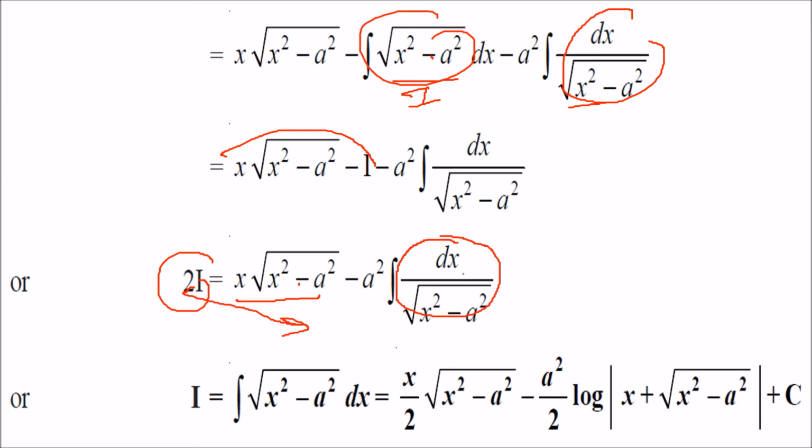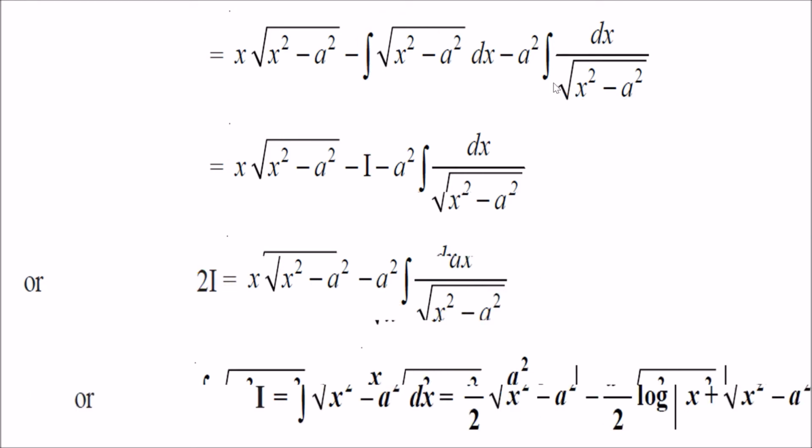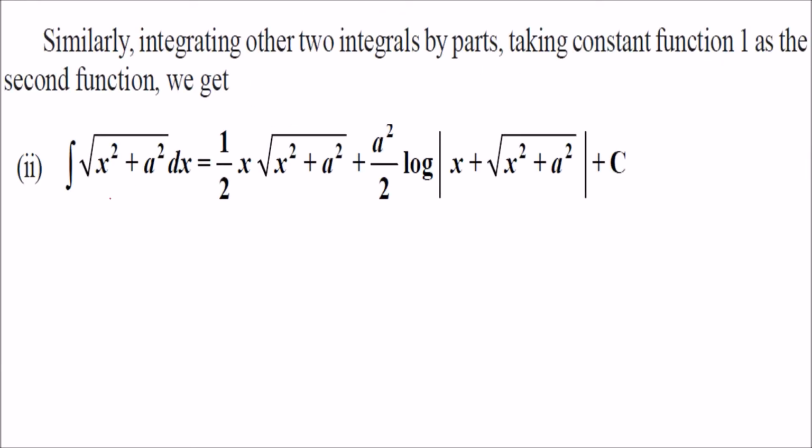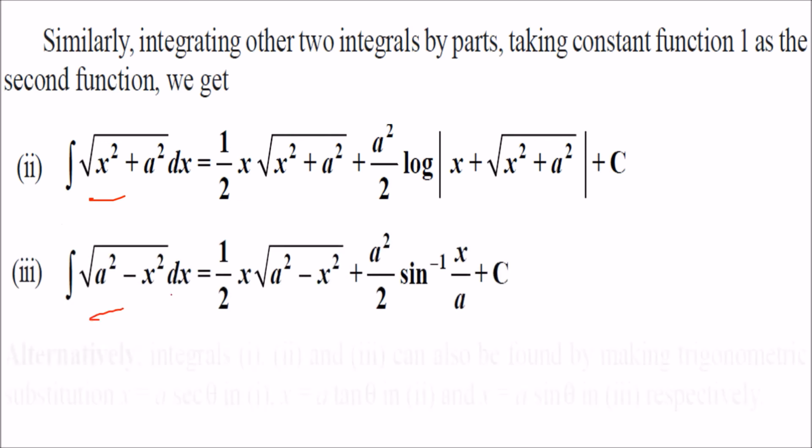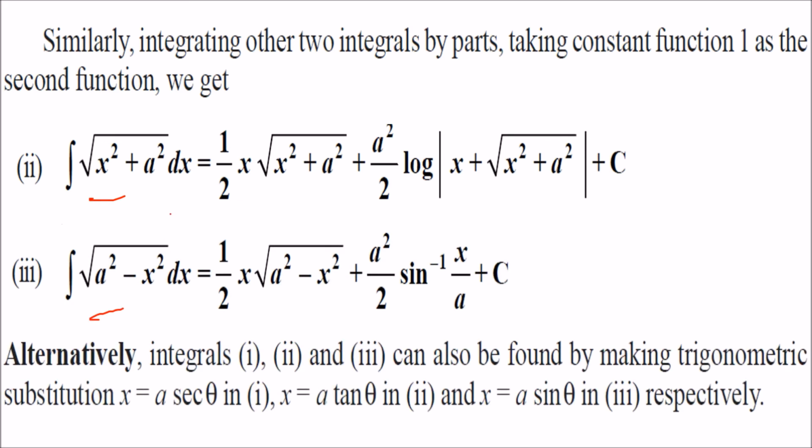How to solve? We know the standard form. So this is nothing but log of x plus under root x square minus a square. A square will remain like this. 2 has come from here, and this also has 2 in the denominator. So this is the standard solution. We can solve these also in a similar fashion. These are the standard forms. You can also use x equal to a sec theta, x equal to a tan theta here, x equal to a sin theta here, so that you can solve it. And the way I told you is also good.